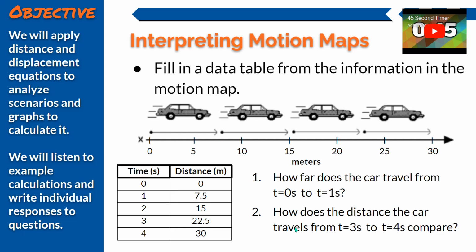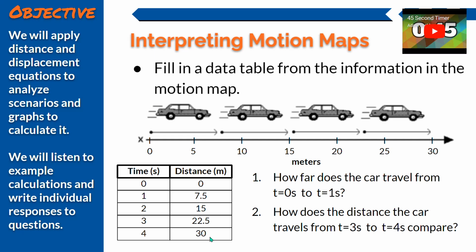The second question is asking about basically the length of the arrows. How does the distance it travels from 3 to 4 seconds compare? So it's asking how does the distance traveled here from 0 to 1 compare to the distance traveled here from 3 to 4? And those vectors are exactly the same length. Every second that this car is in motion, it is moving 7.5 meters more. In fact, if you look, that's the pattern here, 7.5, 15, 22.5, 30. You're just adding 7.5 every time.